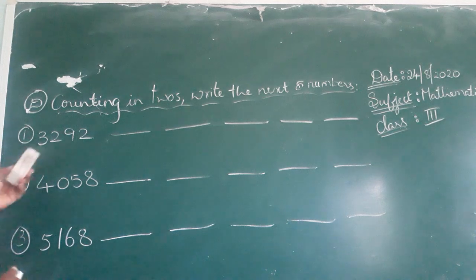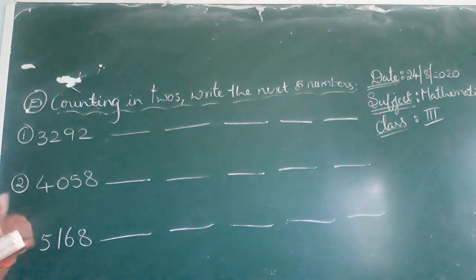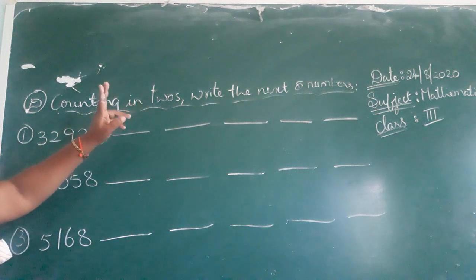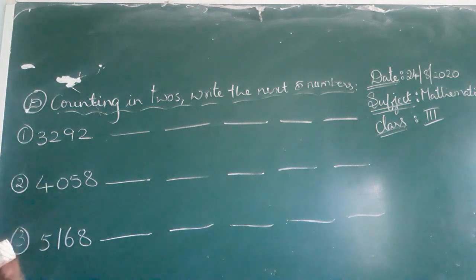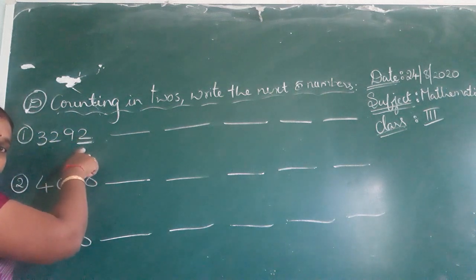See the first number given now, 3292. How much do you have to add? Counting in twos. That means you have to add 2 to the given number, then you will get it. So 2 means you have to add at one's place. So the change takes place at the place value of 2, which is at one's place.